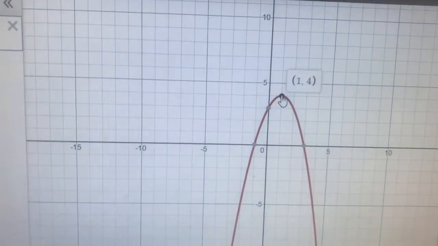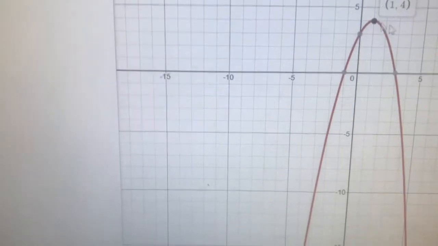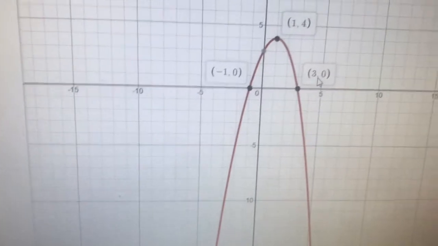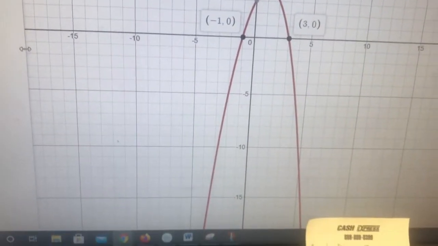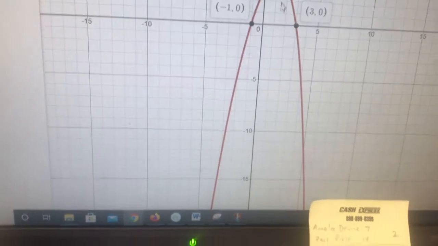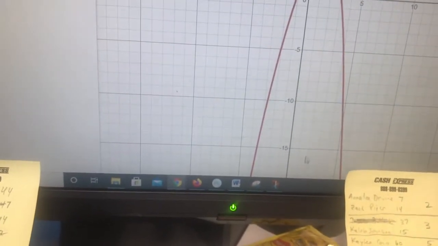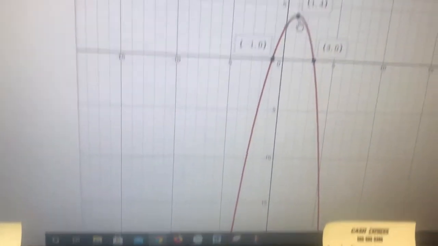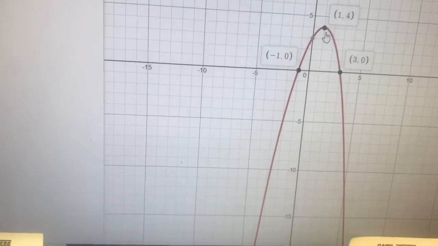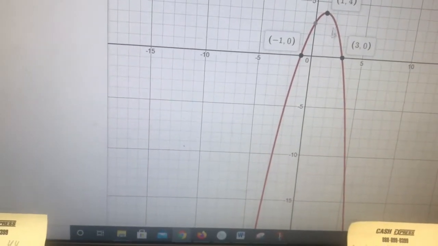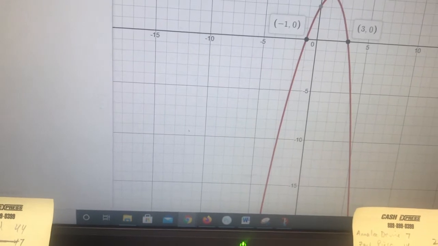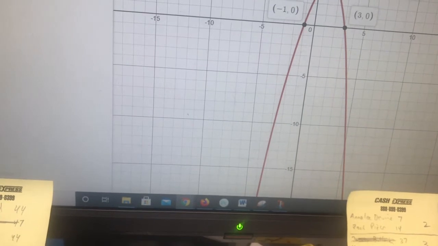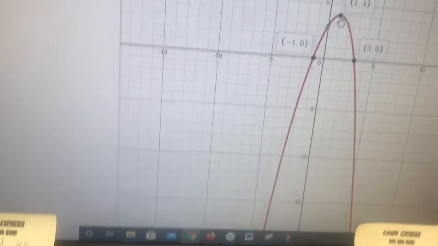The x-intercepts, well, right down here, let me click them. There's this x-intercept, (-1, 0). And here's this one here, (3, 0). And then my domain, it goes from -infinity to +infinity. But my range, look, the furthest down it goes is -infinity, and the furthest up it goes is 4. So -infinity to 4. When you write your range, it's always the lowest value to the highest value. So for my domain, it goes from -infinity to +infinity. And for my range, the lowest is -infinity, and the highest is 4. Okay, and there you go.